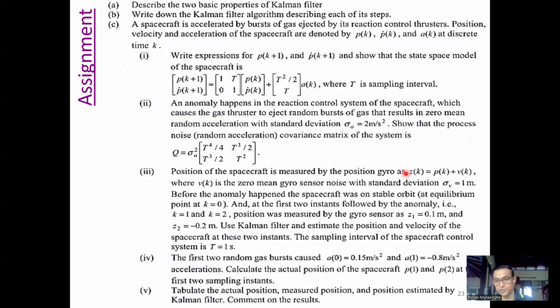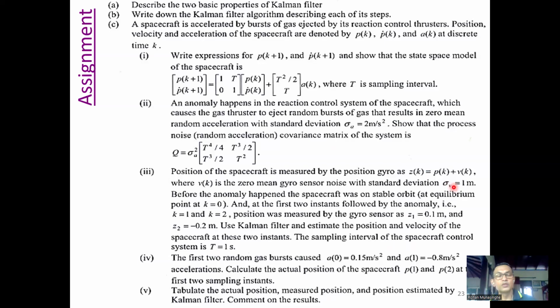There's a sensor to measure the position, but there's a noise in the sensor, vk. Where vk is the zero mean gyro sensor noise. So it adds a random value to the actual position and says, okay, this is the reading. Standard deviation is about 1 meter. Don't worry about this gyro thing. Usually gyros are used to measure angles, but now it's a 1 meter distance. There's a little problem there, so maybe we can replace the gyro term with position sensor.